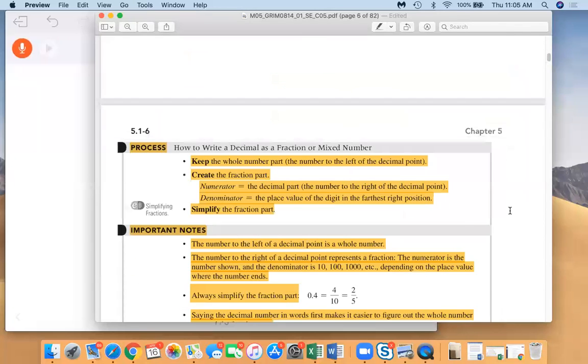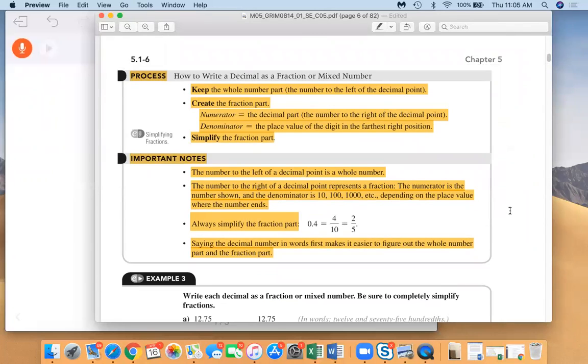All right, so the process is to keep the whole number part to the left of the decimal point, then create the fraction part. The numerator equals the decimal part, that's the number to the right of the decimal point, and the denominator equals the place value of the digit in the farthest right position, and then simplify the fraction part. Important notes: the number to the left of the decimal is a whole number. I think we've said that a few times. The number to the right of the decimal point represents a fraction. The numerator is the number shown. The denominator is 10, 100, 1,000, etc. It's going to be a multiple of 10. Always simplify the fraction part.